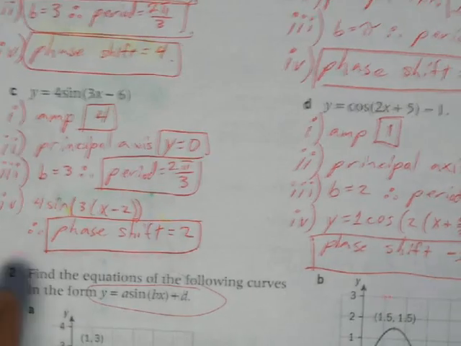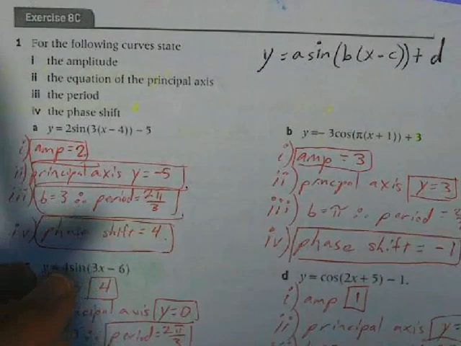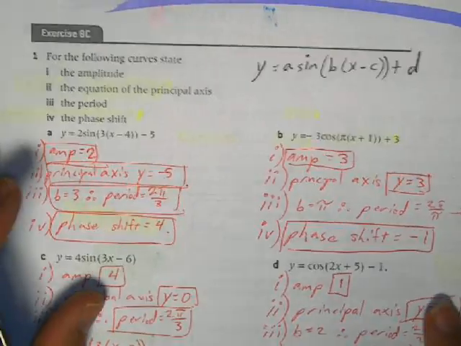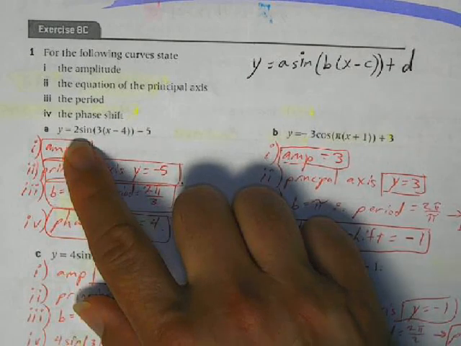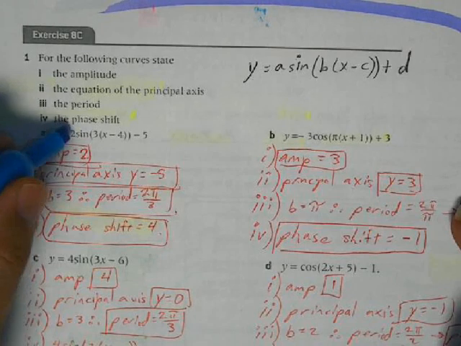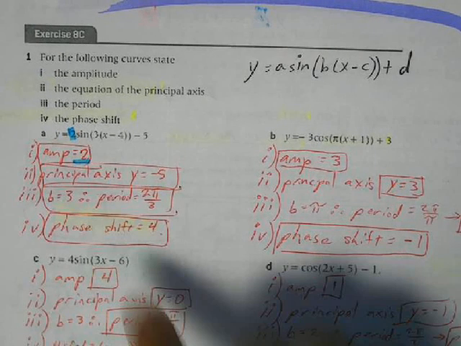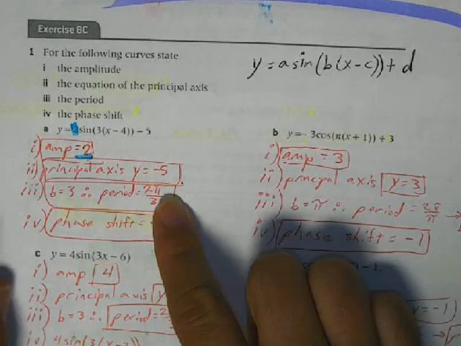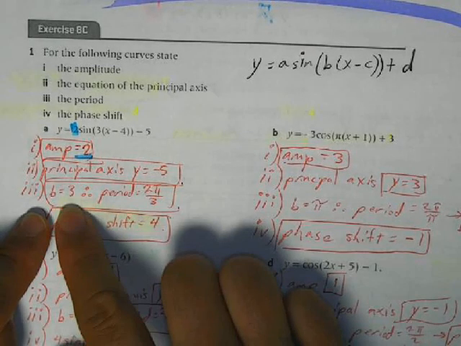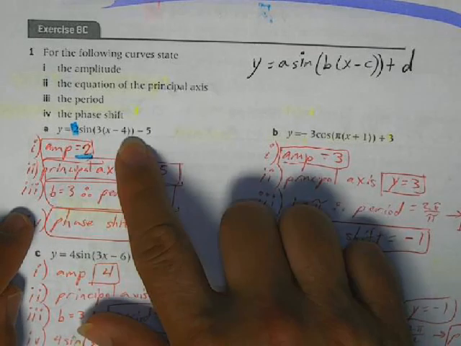So, we've got this equation. We know my amplitude is 2. The principal axis is -5. My b value is 3, so the period is going to be 2 pi over 3, and the phase shift is 4.